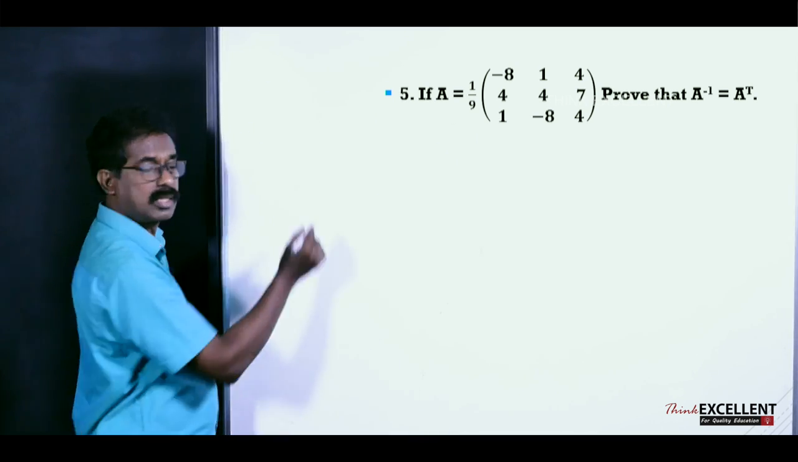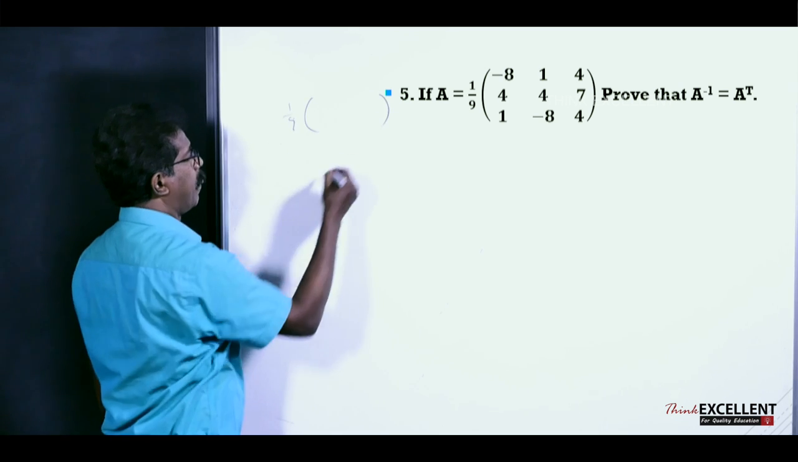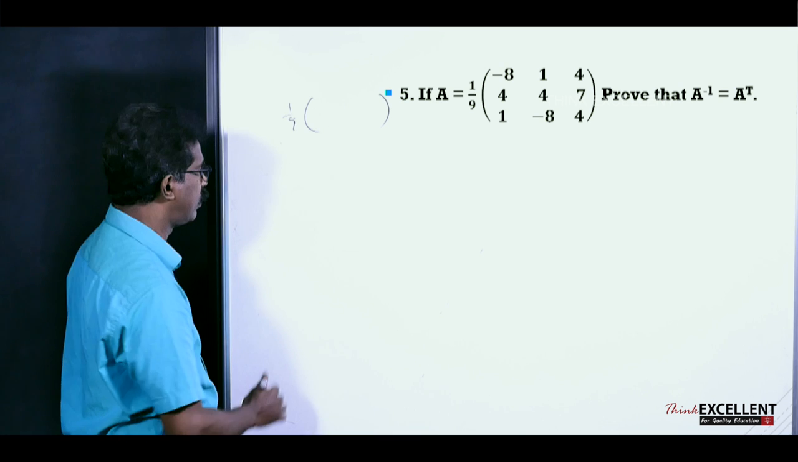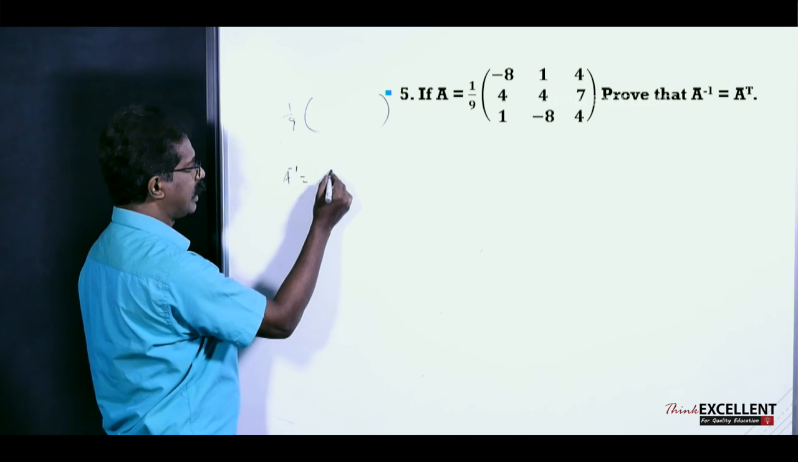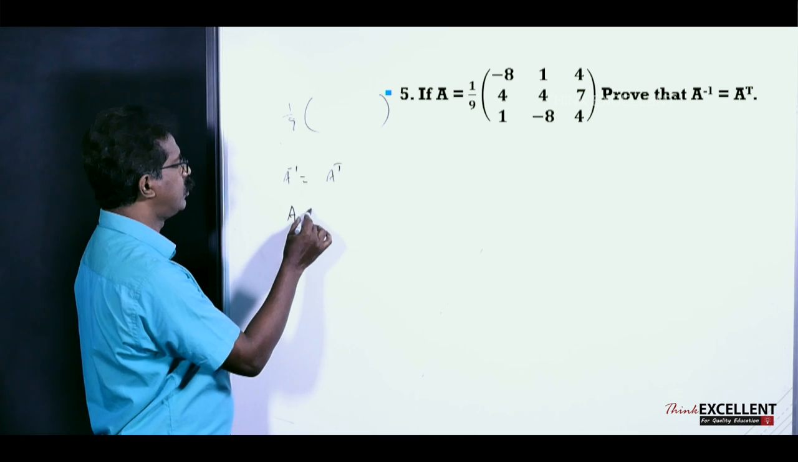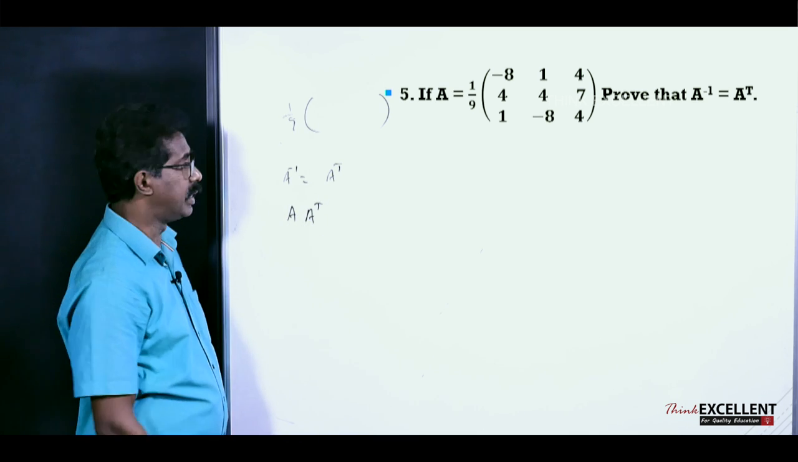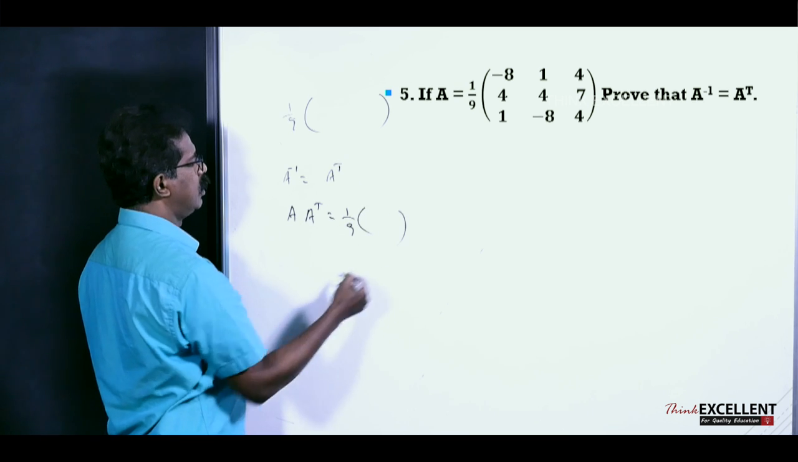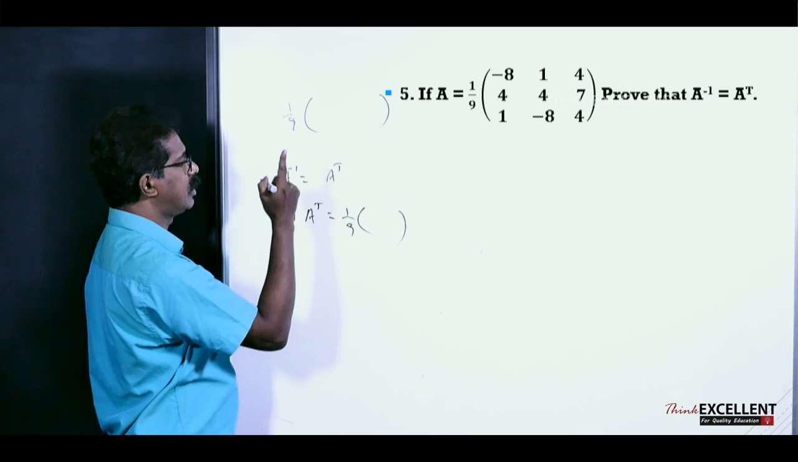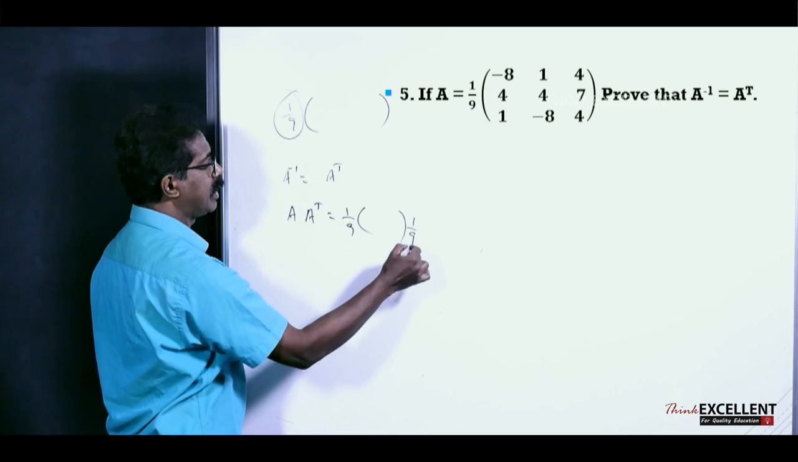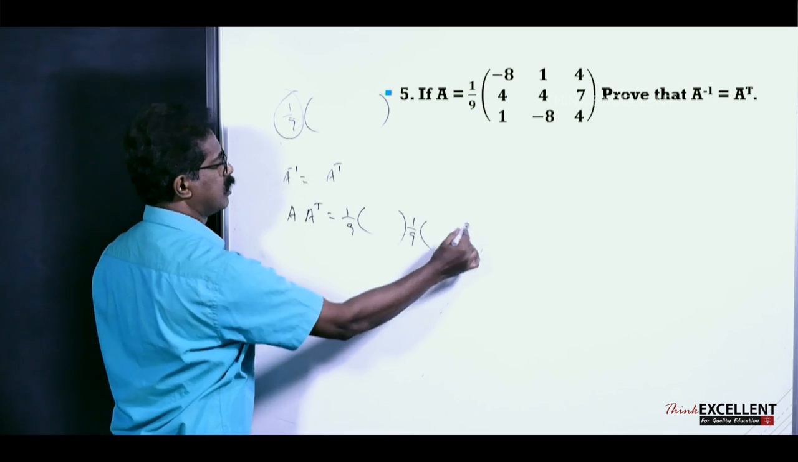If they ask to find the inverse of 1 by 9 into this given matrix, you have to do it in that way only. But here I am going to teach a different way. A inverse is equal to A transpose, you have to prove, right? So what I am going to do is find A into A transpose. What is A? This is A, 1 by 9 into this. What is A transpose? Already I said transpose does not change the 1 by 9. You write 1 by 9 as it is, only transpose the matrix.